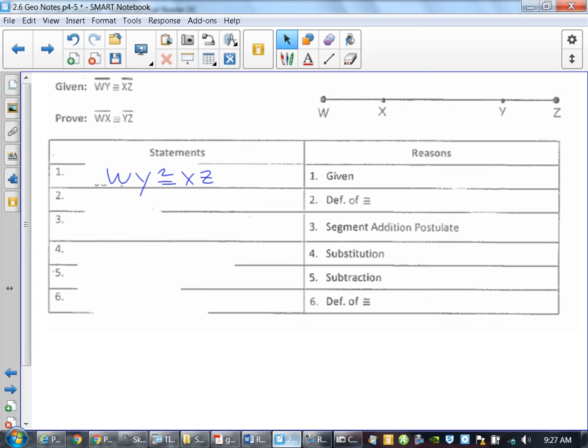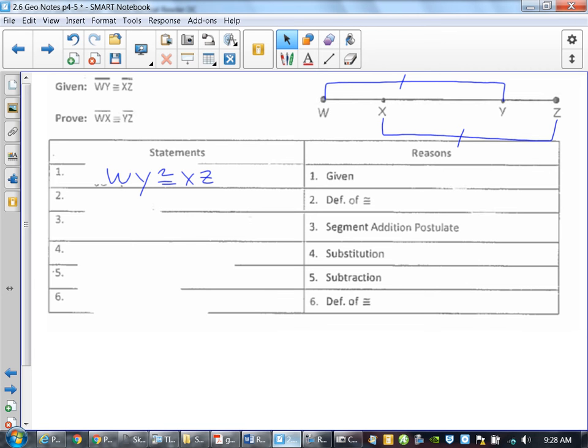Once I write down a given statement, I have a diagram. I need to mark the diagram because by doing that, it's going to help me figure out what to do later. It's telling me that this piece, the WY, is the same as XZ.